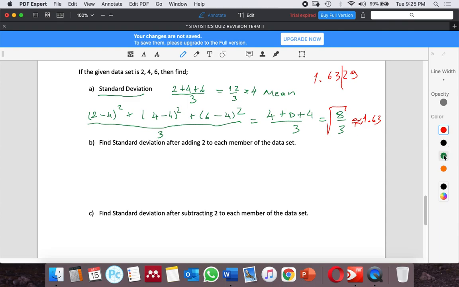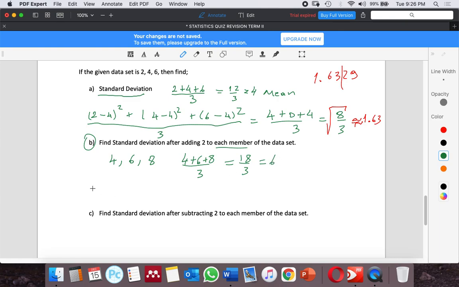Now the question is different here. Part B. Find the standard deviation after adding 2 to each member. What will be the new standard deviation? I mean 2 will now be 4. Since I am adding 2, 4 will now be 4 plus 2, 6. And 6 will be 6 plus 2, 8. So what will be the standard deviation of this? I have to find the mean. 4 plus 6 plus 8 divided by 3, so it will be 18 divided by 3. So it will be 6.